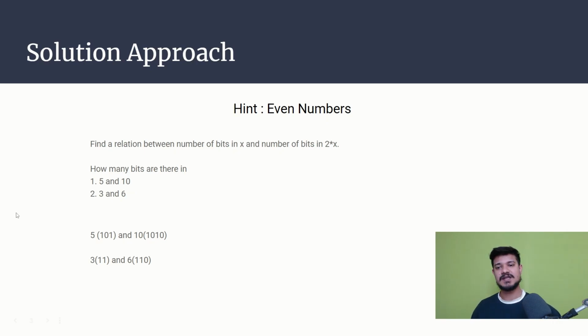What happens when you multiply a number by 2? What happens to its binary representation? Only a 0 is appended at the end. For example, 101 multiplied by 2 is 1010. 11 multiplied by 2 is 110. Why does that happen? See, binary numbers are base 2. So when you multiply a number with its base, 0 is appended at the end.